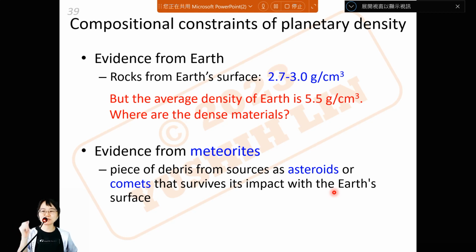It's impossible to sample the core. How do you know the core is made of metal? Because the textbook says so, huh? That's the reason we want to study meteorites. They are pieces of debris from sources such as asteroids or comets that survive their impact with the Earth's surface.